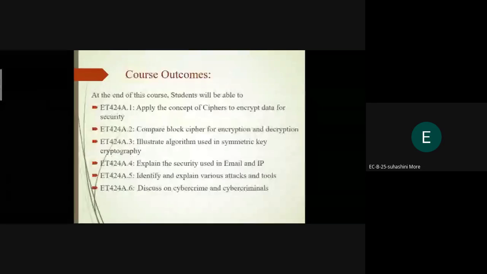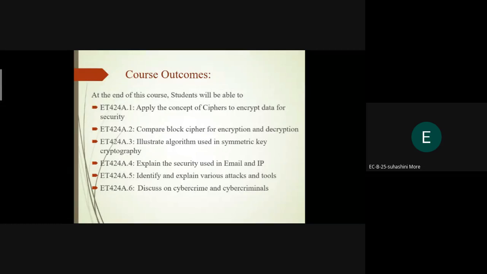Okay, so now we'll move towards the next point. There are the course outcomes. Basically, the meaning of a course outcome is what we can achieve from this particular course if we study this subject. We have a total of 6 units, so after studying each and every unit, we can achieve something from that unit. If we go to the first unit, our outcome is to apply the concept of a cipher to encrypt data for security.